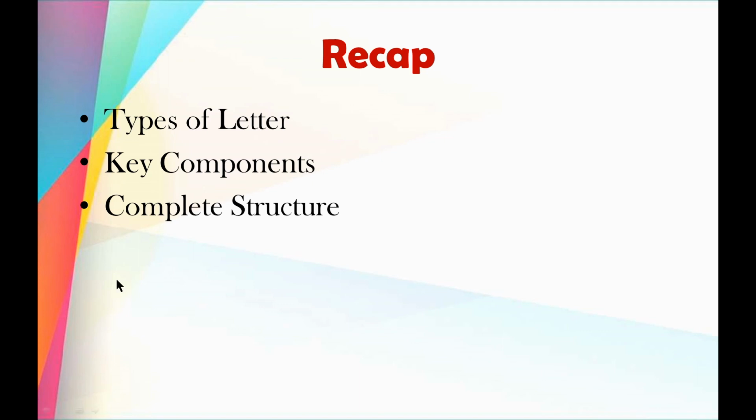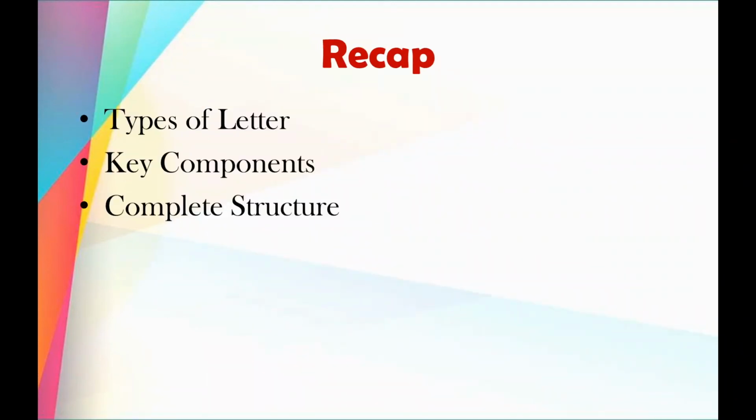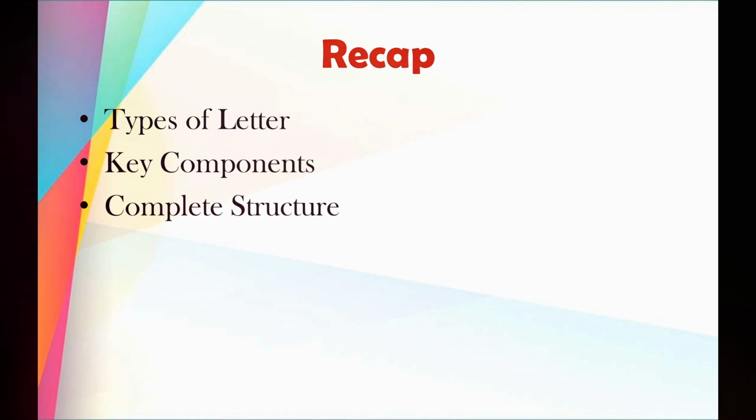There are some key components that we have talked about. These are the key components: date, address, salutation, body, complimentary clause, and signature. These all are important, and they should be in your letter. And then the complete structure. This is the way you have to write the letter. This is the complete structure. This is what you need to follow. So my dear students, I hope you have learned how to write a letter. You have learned what key components you are bound to write in your letter.